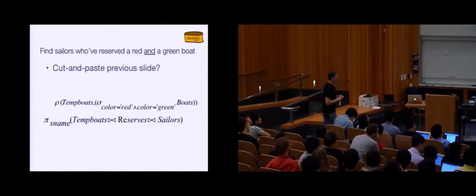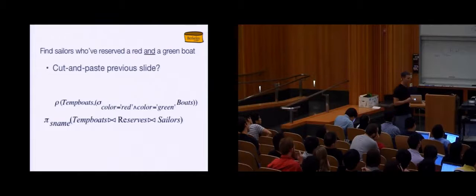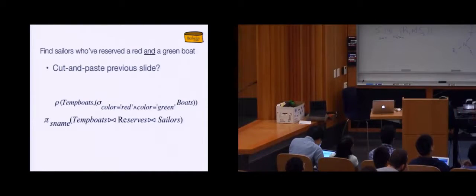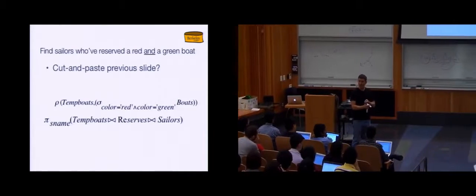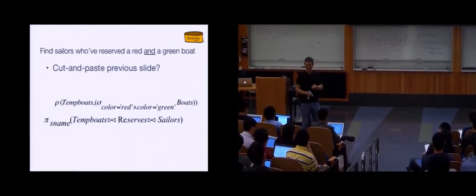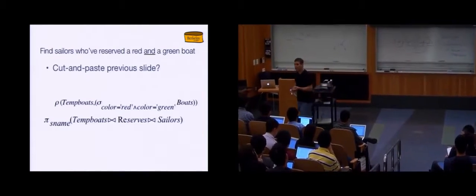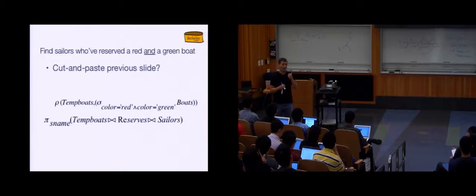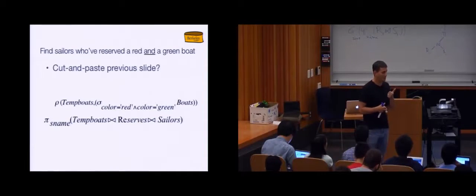There are no boats that are both red and green. All right? There are lots of boats that are red or green. The red boats are red or green, and the green boats are red or green. Right? But there are no boats that are red and green because it's a relational model, and you can only have one value in each color cell. We're not allowing you to store multiple colors per cell.